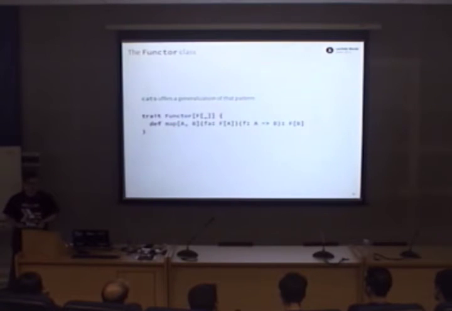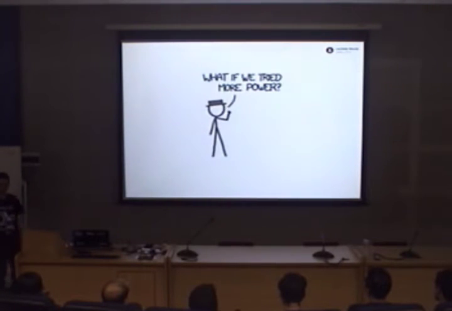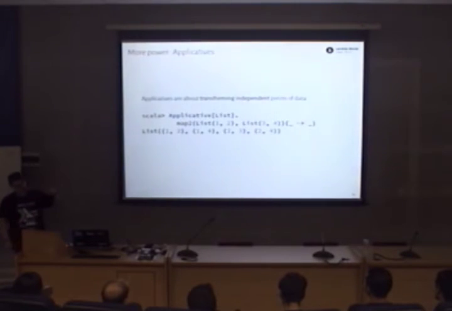Okay, so now we have functors, but we can't do really much with them. We can just map over them. So what if we tried more power, right? So let's add something on top of that. So the next level here is our so-called applicatives. I can't really tell you why they're called applicatives. I have no idea. And we just accept that name, please.